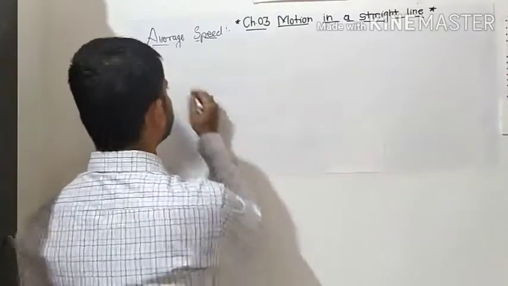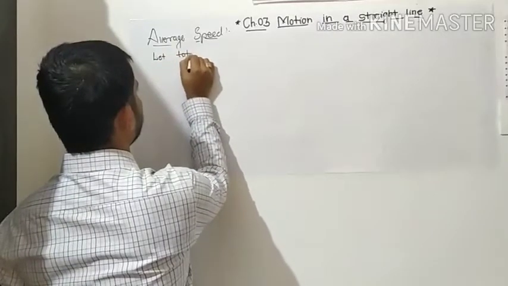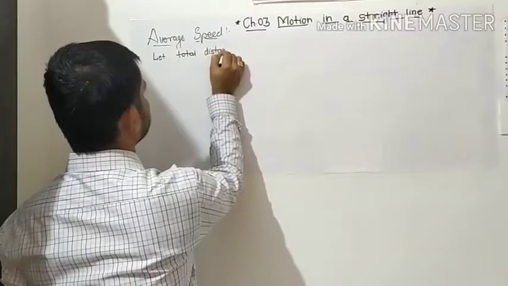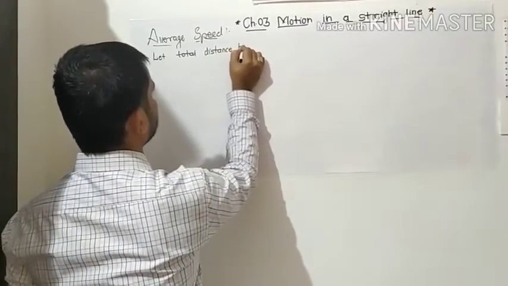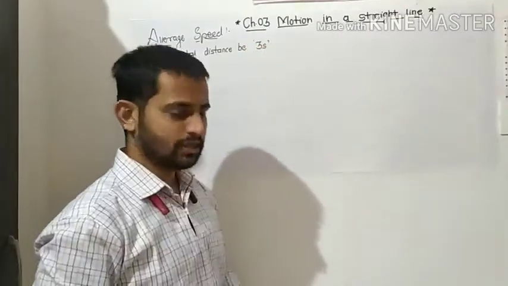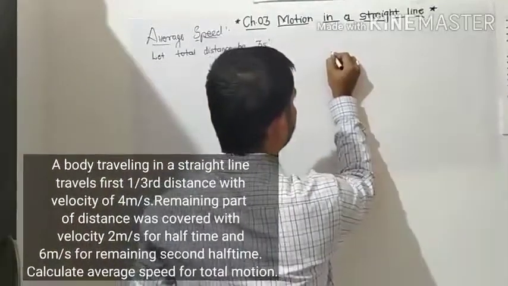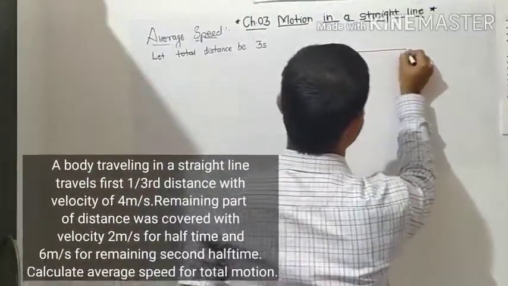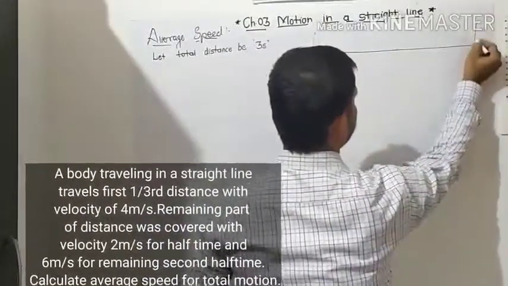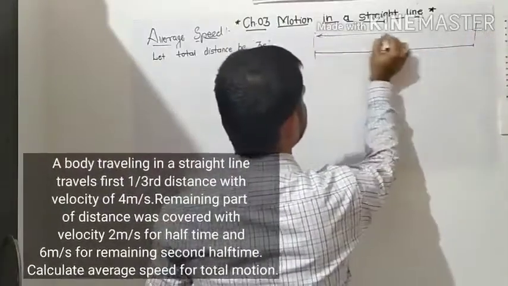Okay, so let total distance be thrice s. Okay, total distance be thrice s. If I write down this here, then we will get, if I show you here, this is the total distance, which is thrice s, and this is the thrice s.